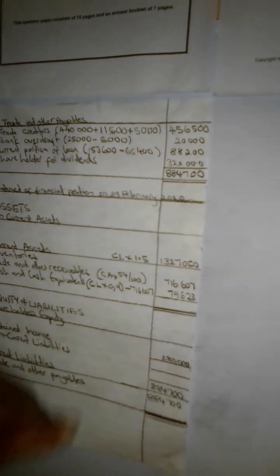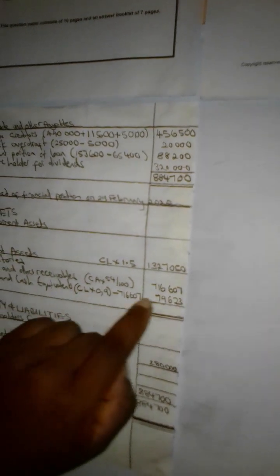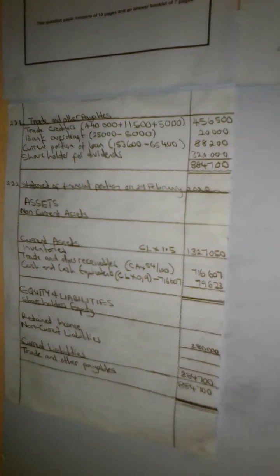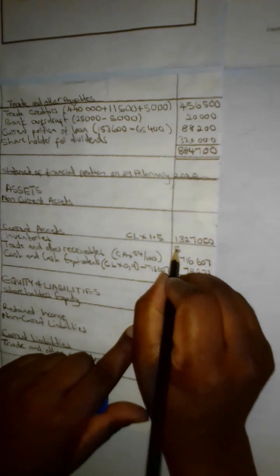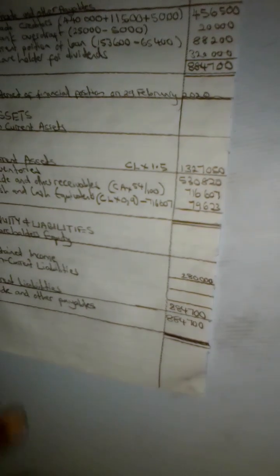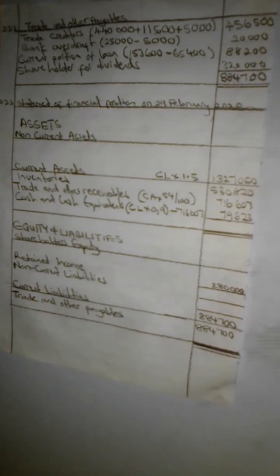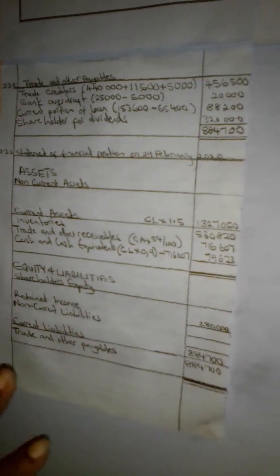We simply have to say the current assets minus the trade and other receivables minus the cash and cash equivalents. If you do that, we are going to find out that our inventories were 530,820. Okay, so far we are getting there. There is now some flesh on our statement of financial position. We have now managed to find all the current assets.